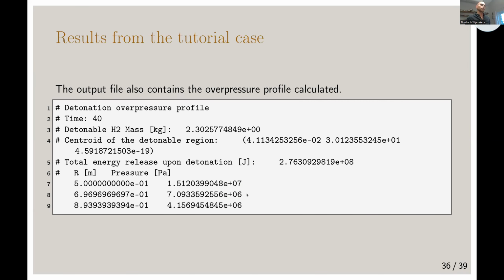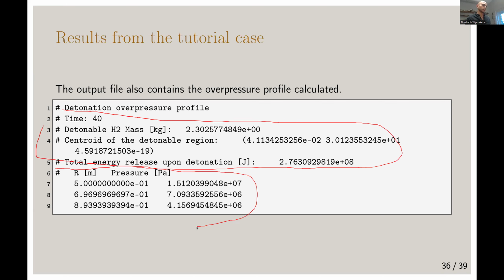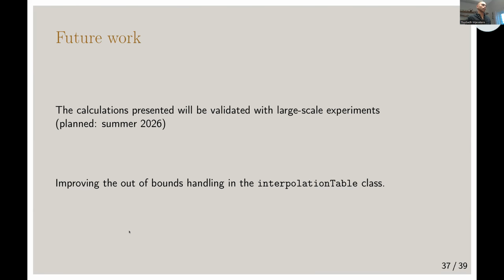Yeah, so here is an example of an output file. All the information is here as a header, and then that header is followed by the actual overpressure distribution across the range of distance that you have specified in the control dict. Yeah, so this finalizes the calculation.